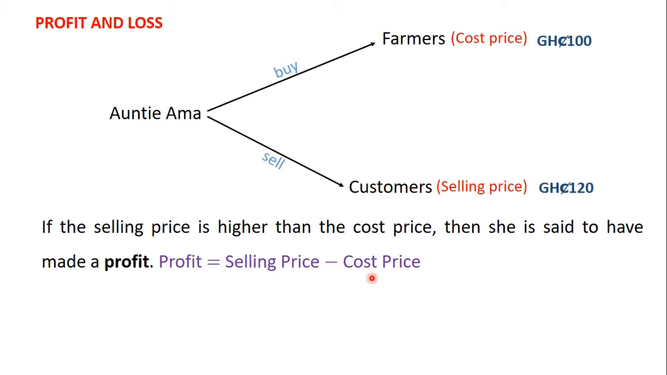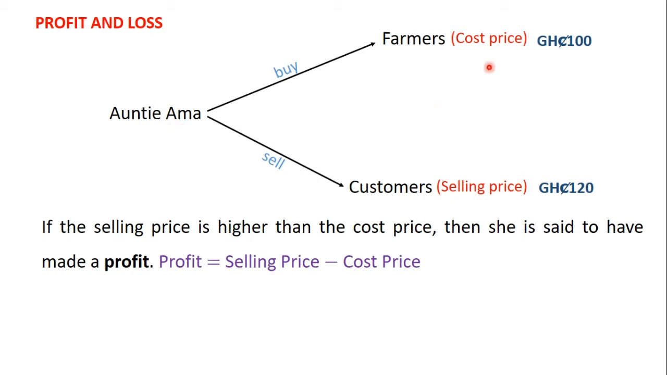Sometimes, due to some reasons, the trader will have to sell the goods at a price lower than the amount of money they paid for the goods. That is, due to some reasons, the selling price will be lower than the cost price. Now, let's come back to Auntie Ama's case.